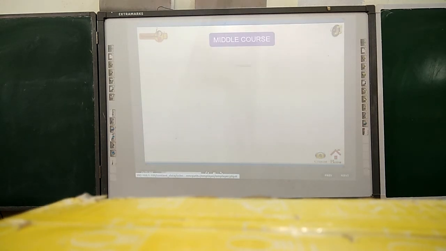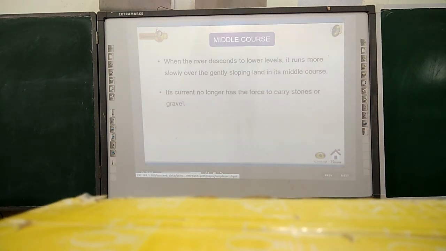Middle course. When the river descends to the lower levels, it runs more slowly over the gently sloping land in its middle course. Its current no longer has the force to carry stones or gravel. These materials are dropped on the riverbed, where they form bars of sand or gravel or build islands.